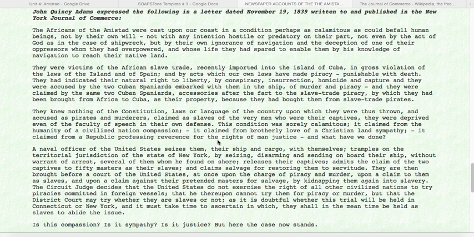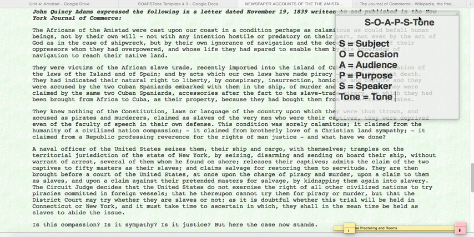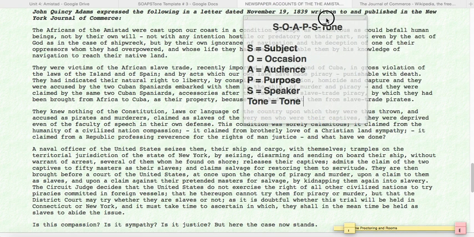So first I'm going to show you what I mean by SOAPSTone. SOAPSTone is actually an acronym. Here's what it stands for: subject, occasion, audience, purpose, speaker, and then tone. And each part of the acronym prompts you to think about a certain aspect of a document that you're reading. After you think about each of these aspects of the document, you'll be able to do more analysis and think more deeply about the meaning of what you just read.